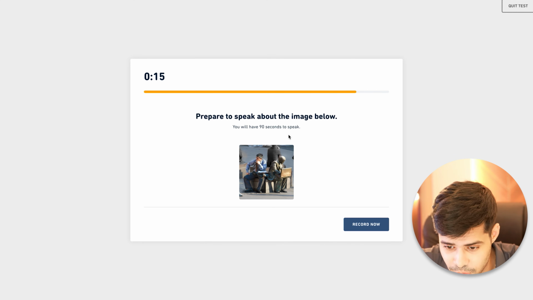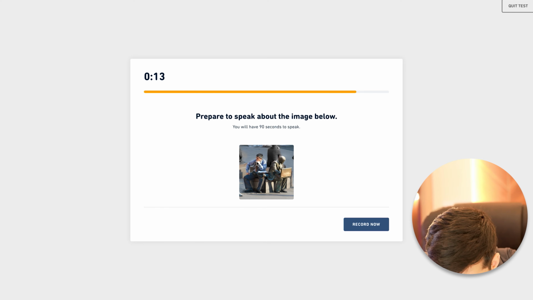Prepare to speak about the image below. Okay, there's two men in this image. Two men. One is wearing a blue suit. One is wearing a gray suit. They're both thinking about something. One seems to be drawing.